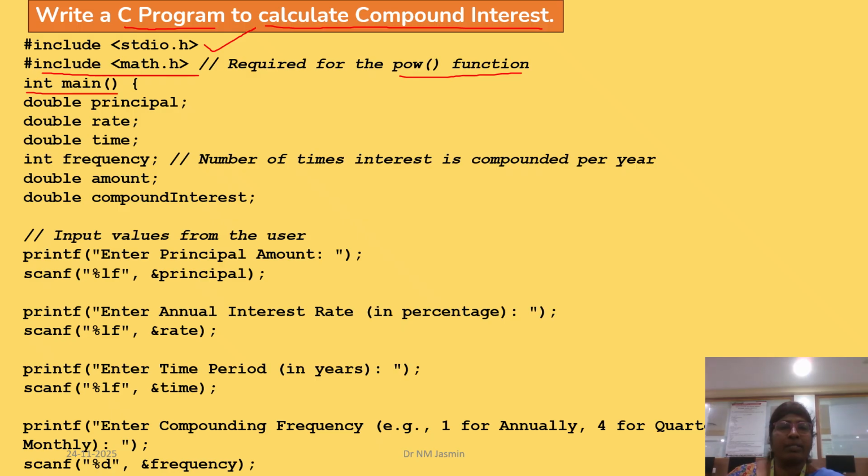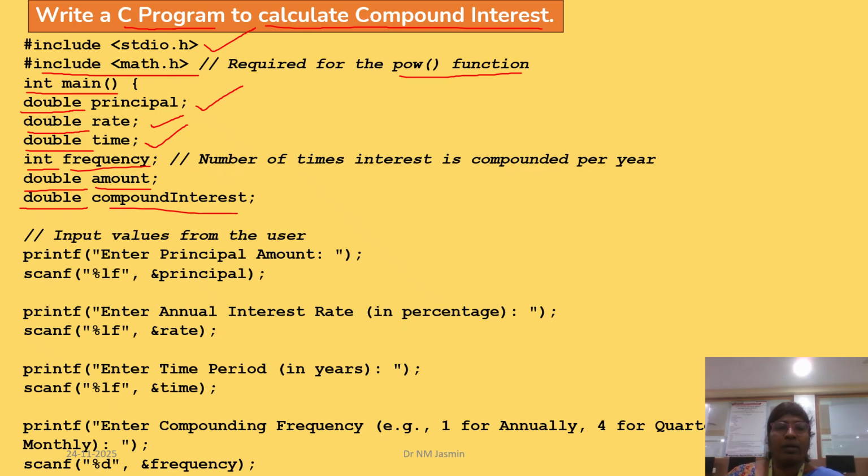Here in this case, we have to declare double principal, double rate, and double time for higher precision. For the higher precision, the data type that we have used here is double. Next, for frequency the data type we have used is integer, because it is the number of times the interest is compounded per year. Next, the amount, we need higher precision, that is the reason we have used the double data type. And compound interest also needs higher precision, so we have used the double data type.